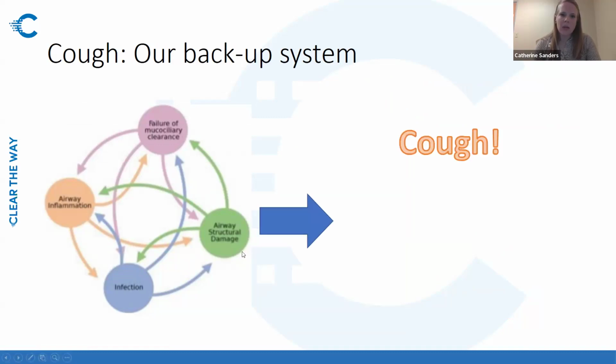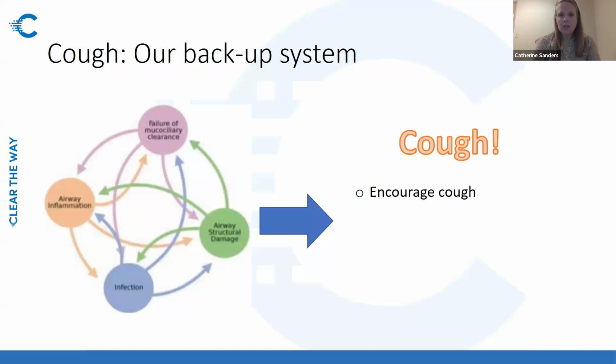So one system that we have that's our natural backup system for moving mucus when the normal mucociliary clearance is not enough is cough. And I always stress with anybody who has PCD that cough is really important. So people who have PCD are going to cough every day, and they need to cough every day. And I think one of the most important things that somebody who's newly diagnosed with PCD or their child's newly diagnosed with PCD is understanding what that person's baseline amount of cough is.